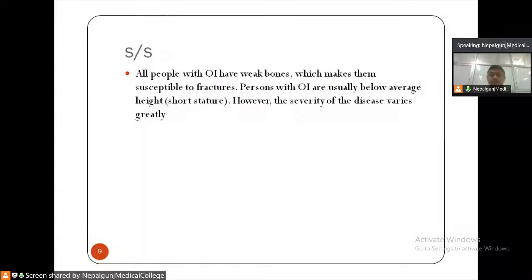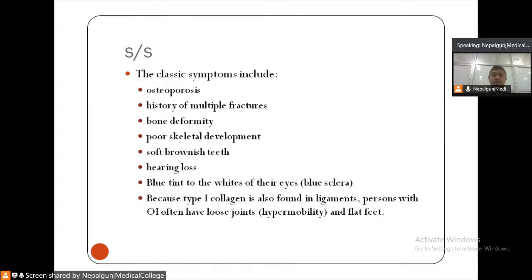Regarding the signs and symptoms, all children with osteogenesis imperfecta have weak bones, which make them susceptible to fractures. Persons with osteogenesis imperfecta are usually below average height, with short stature. However, the severity of disease varies greatly from individual to individual. The classical symptoms include osteoporotic bone, a history of multiple fractures, bony deformity, poor skeletal development, soft brownish teeth, hearing loss, and a blue tint to the whites of the eyes or blue sclera.